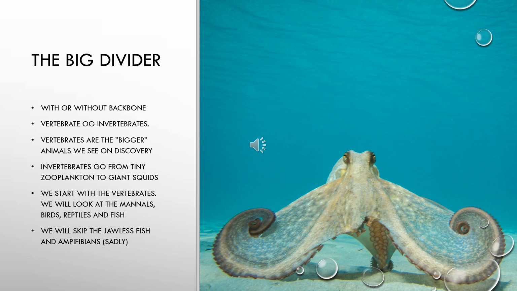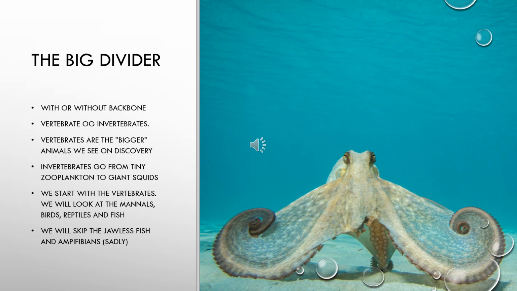So the big divider in the animal kingdom is with or without the backbone. With a backbone, it's called a vertebrate, and without the backbone, it's called an invertebrate. In general, vertebrates are the bigger animals, the stuff we see on Discovery and National Geographic. There are, of course, exceptions. We can have quite small fish, and we can have huge invertebrates like giant squid and giant clams.